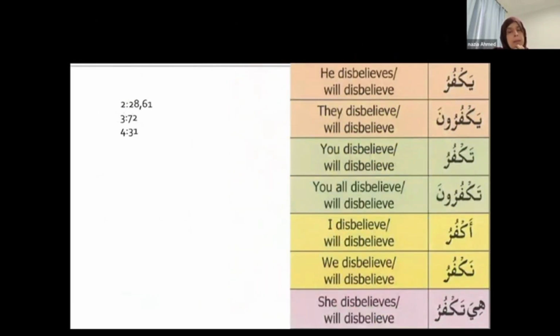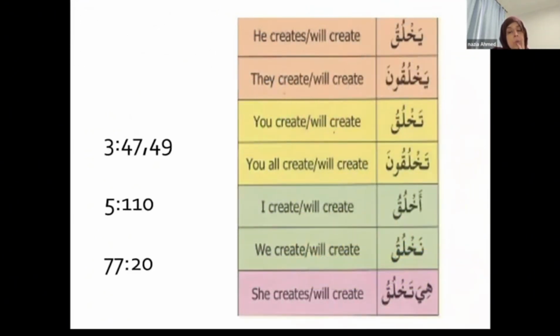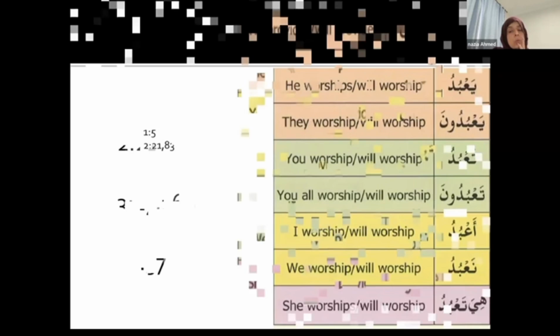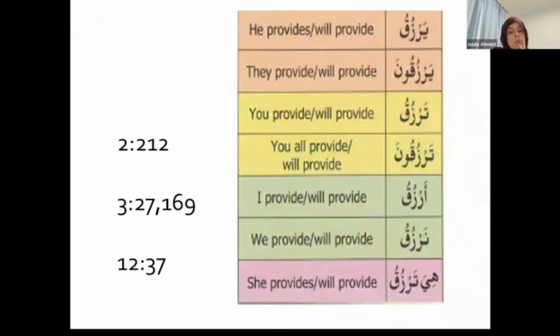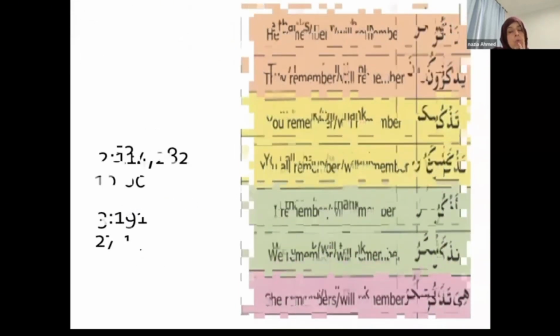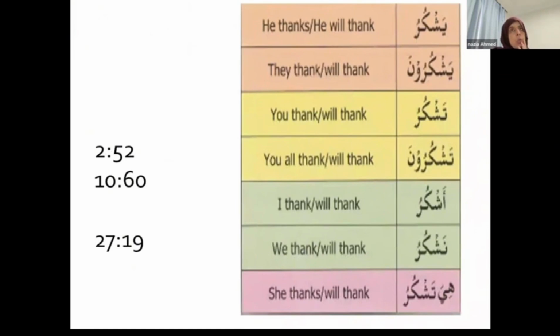And this is the most common bab, by the way. As I said to you before, there's no difference in the meanings when you translate. It's just outfits. Okay? Different outfits. So yakfuru, yakfuruna, takfuru, takfuruna, akfuru, nakfuru. It's the most common one. Yakhluku, ya'budu, yarzuku, yazkuru, yashkuru. They're all bab nasara.